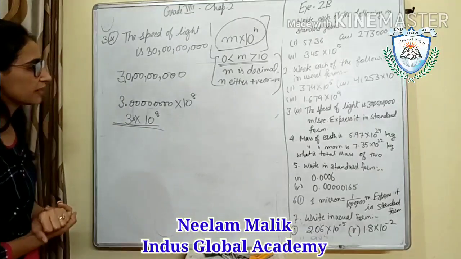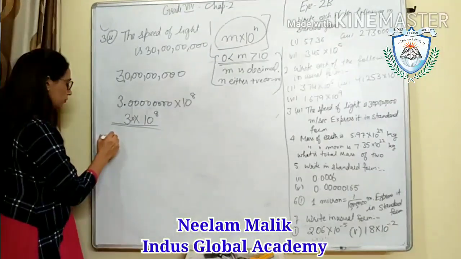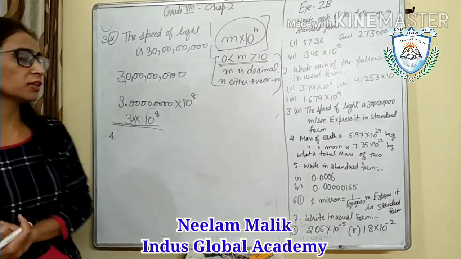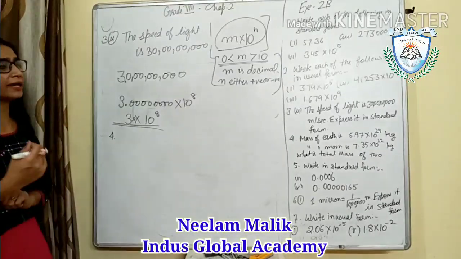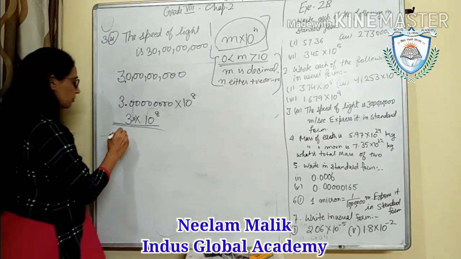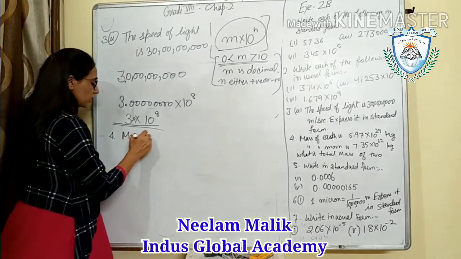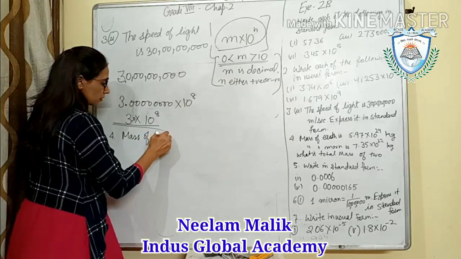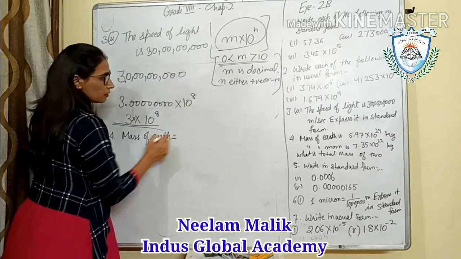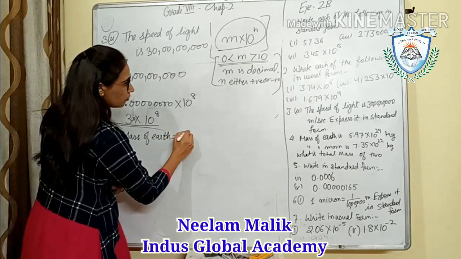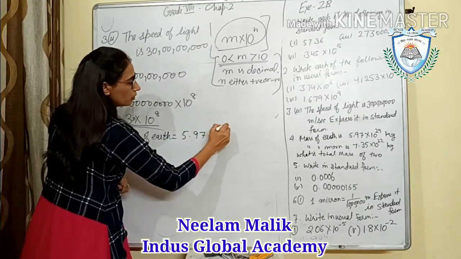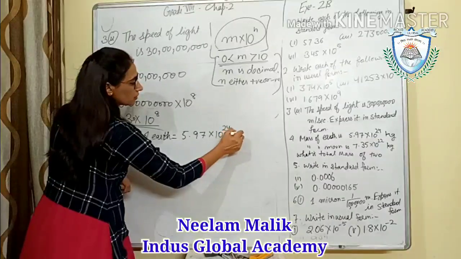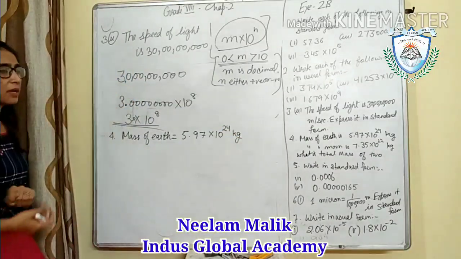Now, what is next? Question number 4. In question number 4, the mass of the earth and the mass of the moon are given. We have to add them. What is the mass of earth? First you will write the mass of earth. That is 5.97 into 10 raised to power 24 kg. Okay, this is the mass of earth.